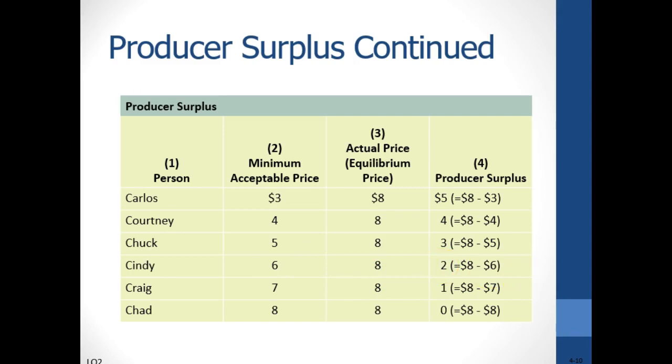And as you can see, not all producers will have a surplus. If we look at Chad, for instance, his minimum acceptable price was $8, the actual price was $8, and in turn he received $0 producer surplus.